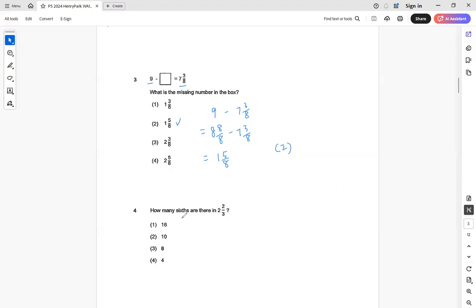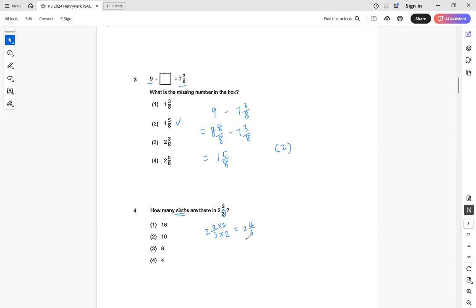In question 4, how many 6 are there in 2 2 over 3? So the question is asking for 6, right? So take note, here is thirds. So first thing first, we have to convert it into 6 as what is in the question. So to make it 6, we must times 2 to the numerator as well. We will get 2 wholes, 4 over 6.